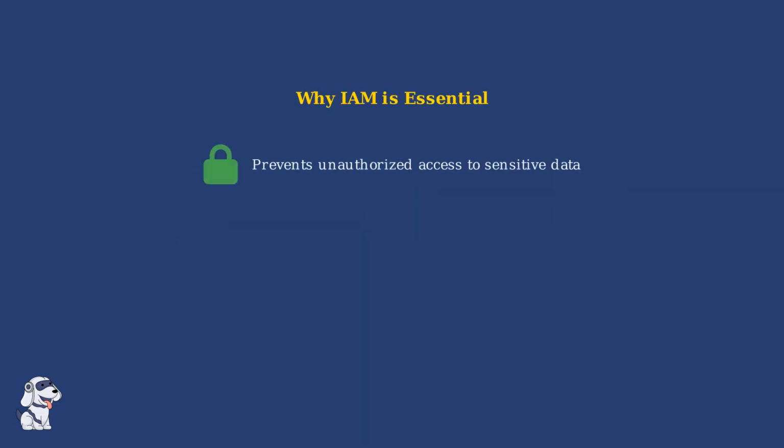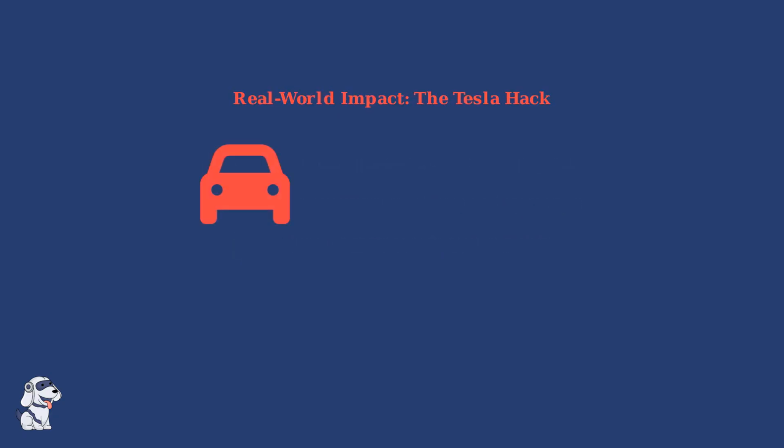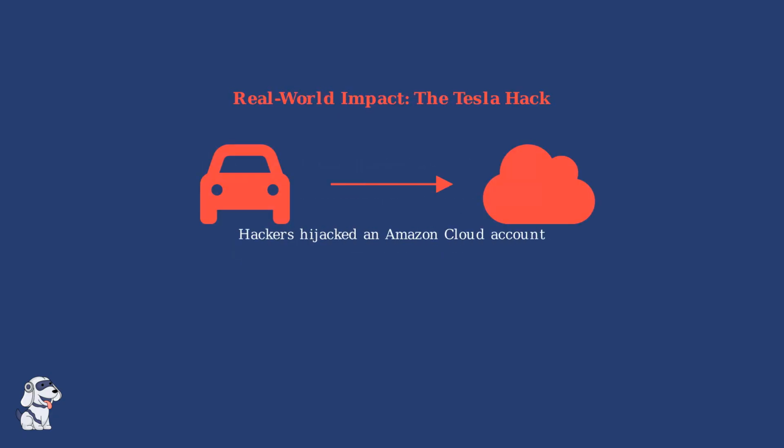IAM is essential for maintaining a secure cloud environment for several critical reasons. It prevents unauthorized access to sensitive data, ensures regulatory compliance with audit trails, and significantly reduces the costs and risks associated with security breaches. The Tesla hack serves as a stark reminder of what happens when IAM controls fail. Hackers successfully hijacked an Amazon cloud account by exploiting compromised IAM credentials, then used Tesla's cloud resources to mine cryptocurrency. This incident demonstrates the critical importance of proper IAM implementation.